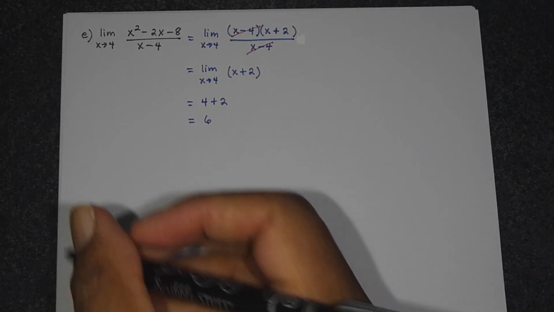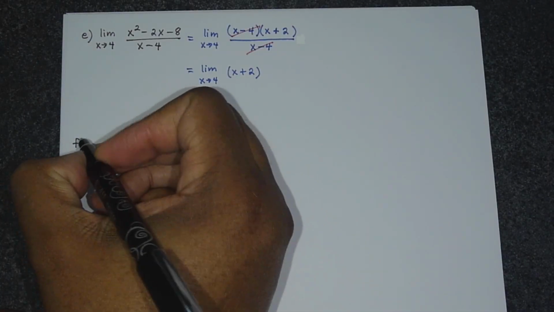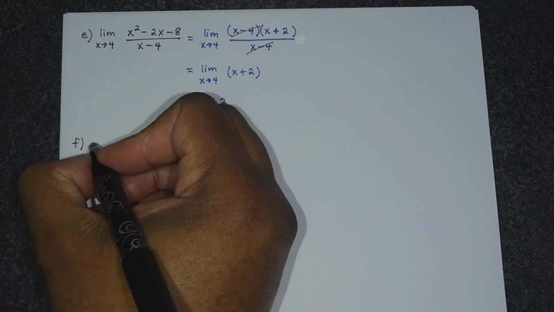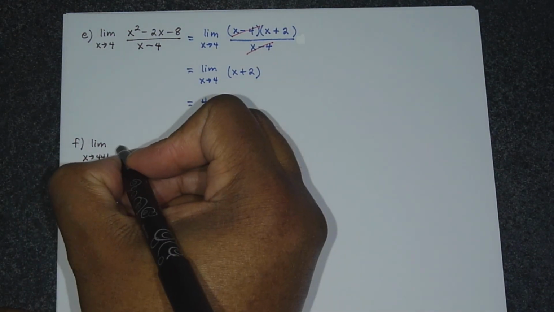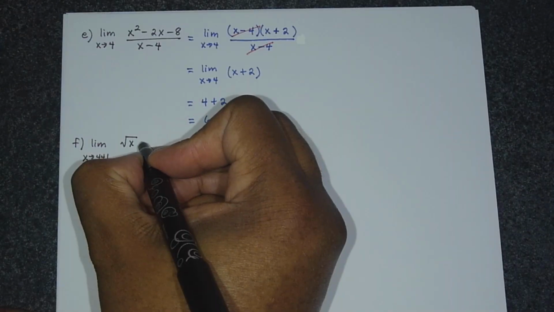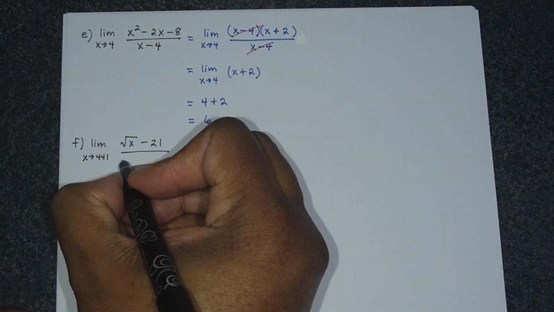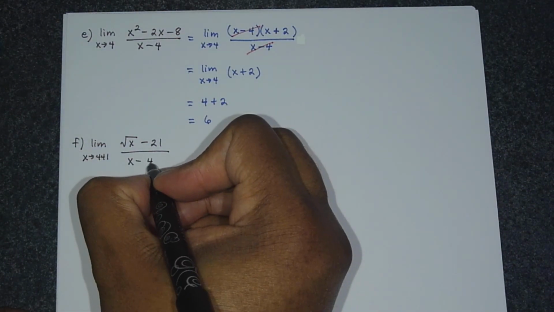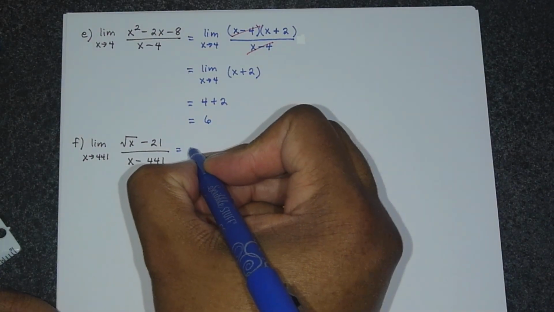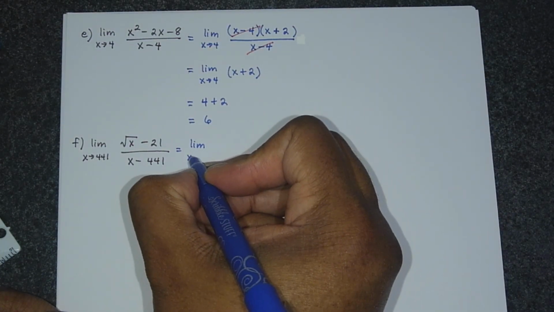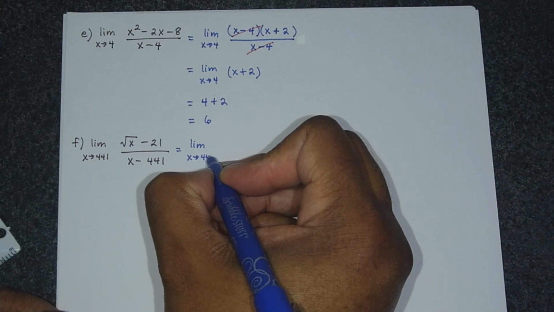And finally, part F is the limit as x approaches 441 of the square root of x minus 21, all divided by x minus 441. I would say multiply the numerator by the conjugate.